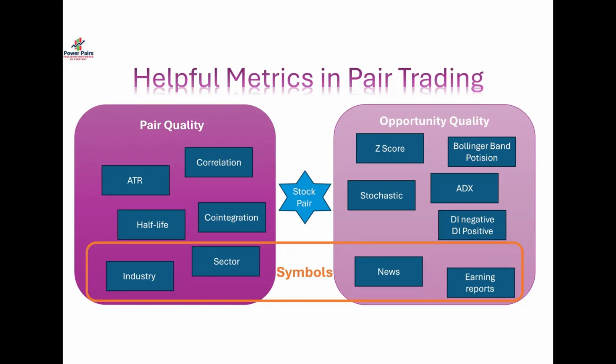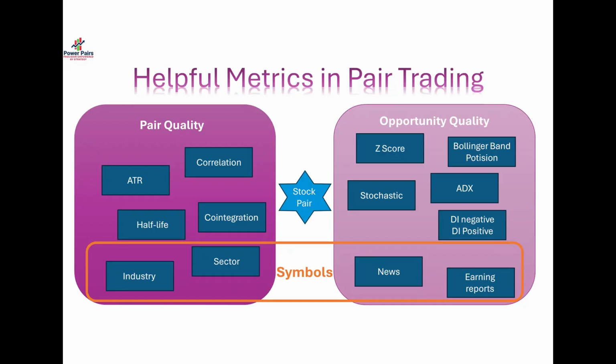Stochastic, a momentum metric that helps confirm whether the move is overbought or oversold. It adds psychological context to the price action and strengthens the entry signal when it aligns with the direction of the ratio. ADX measures the overall strength of the trend. Lower ADX values are preferred, as strong trends, meaning high ADX, can overpower statistical corrections. DI positive, DI negative. These indicators show whether upward or downward momentum is dominating. Ideally, we want weak or neutral momentum rather than a strong trending environment.